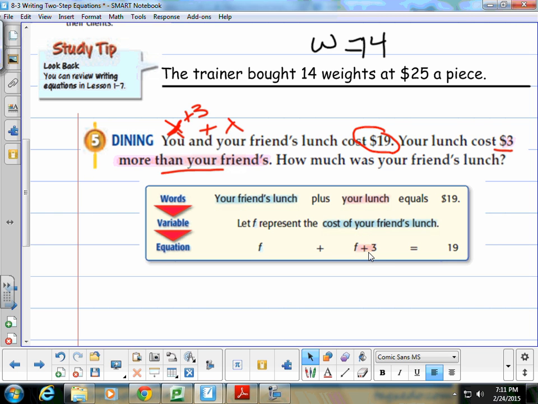You must have got a side of fries or something. If you're Miss Simmers, that's what you would have done. So this is what we find. I hope that makes sense to you, is that you have to decide, what is the question asking? What am I looking for? Pick a variable based on that. So friend's lunch, so the book picked F.